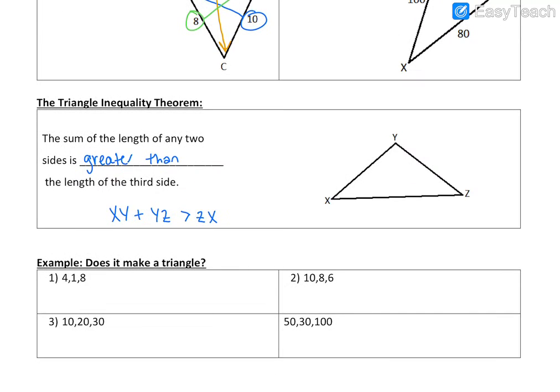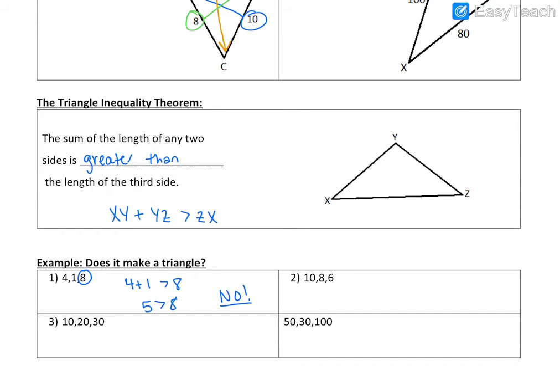But so you add your shorter two sides. If it's bigger than the third side, the longest side, then you're golden. So we look here at the longest side. The longest side is 8. So do 4 and 1 add to bigger than 8? 4 and 1 is 5. 5 is not bigger than 8. So we have 4 plus 1, that has to be bigger than 8. 5 is not bigger than 8. So we say no, it doesn't form a triangle.